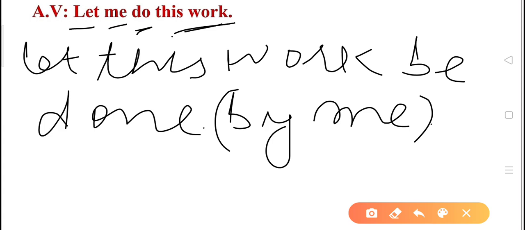okay. Yes, there are certain cases we cannot drop by plus agent, otherwise sense won't be very clear. A little bit of confusion remains over there. So that's why I have put this one into bracket. The reason being, if we say let this work be done, the sense is clear.